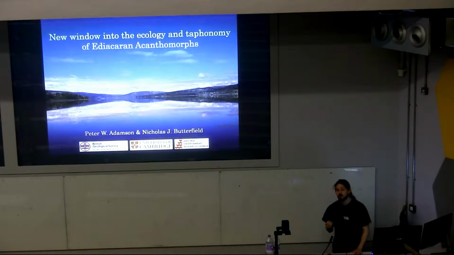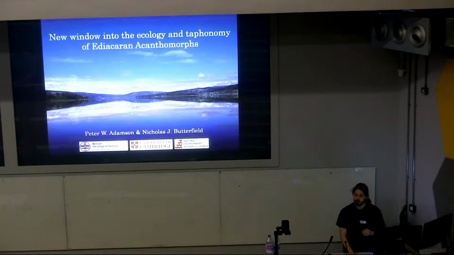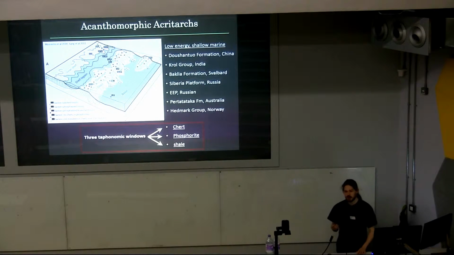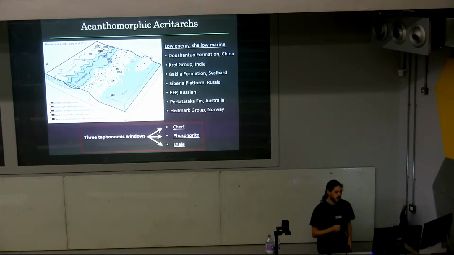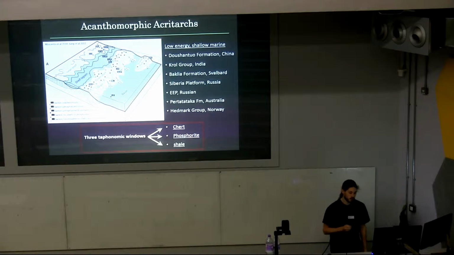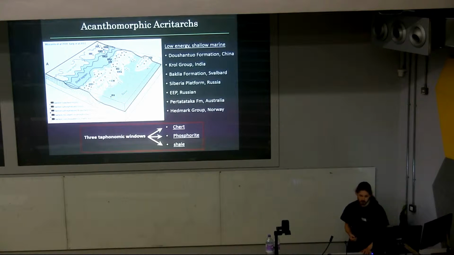They have the potential to be biostratigraphic tools. It's not that they have yet been conclusively shown to do that. So we need to know something about the acanthomorphic acritarchs if we're actually going to use them in any real way for biostratigraphy. We need to know what their distribution is like. And so far, all the acanthomorphs in the Ediacaran are restricted to low-energy, shallow marine conditions.